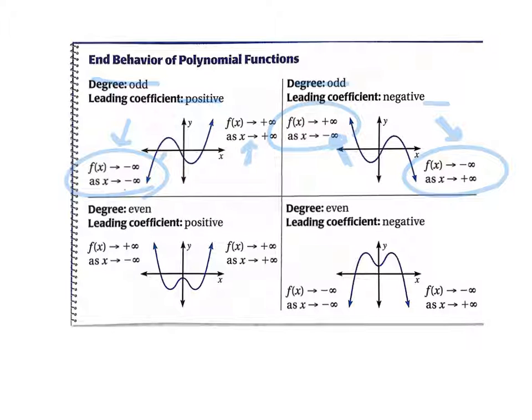Basically, what this says is, remember, f of x is y. It's saying y goes to positive infinity, which means y is going up as x goes to positive infinity, as x is going to the right. So it's basically saying as x goes to the right, the y is going up. As x is going left, the y is going down. Same thing over here. As x is going left, the y is going up. As x is going right, the y is going down. That's what those mean.